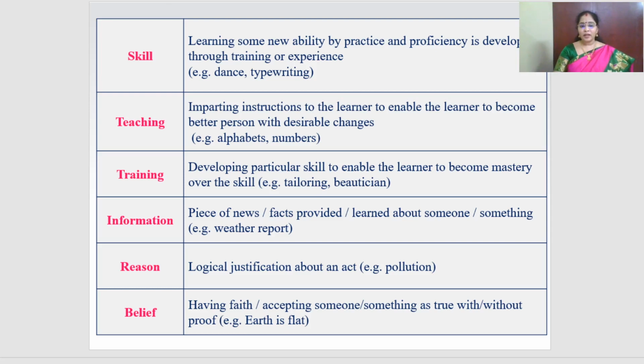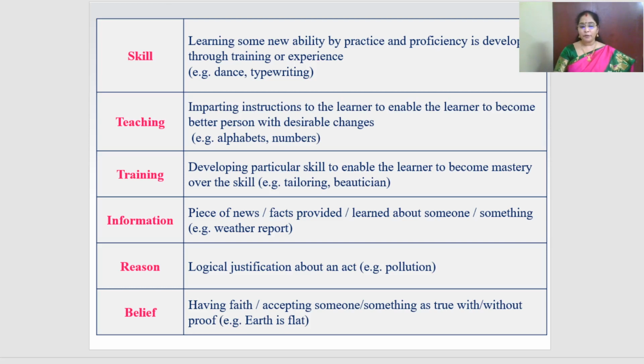What is skill? Skill is learning some new ability by practice, but the proficiency is developed only through training or experience. For example, dance, typewriting, cooking, etc. Teaching is imparting instruction to the learner to enable the learner to become a better person with desirable changes. For example, alphabets, numbers, or any subject. Training is developing particular skill to enable the learner to become mastery over the skill. For example, tailoring, beautician, etc.